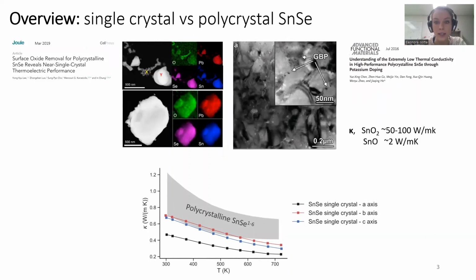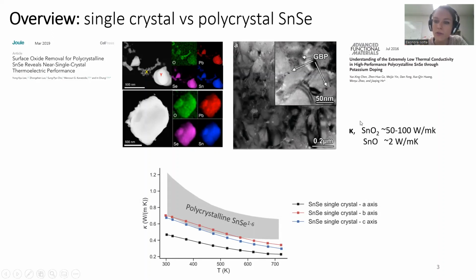In fact, tin selenide is particularly prone to oxidation, and there were several works in which they actually found grain boundary precipitates that from a chemical analysis were found out to be tin oxides. So tin oxides, in particular SnO2, have a very high thermal conductivity, and for this reason, they were believed to be the reason for an increase in the overall thermal conductivity of the polycrystalline samples.